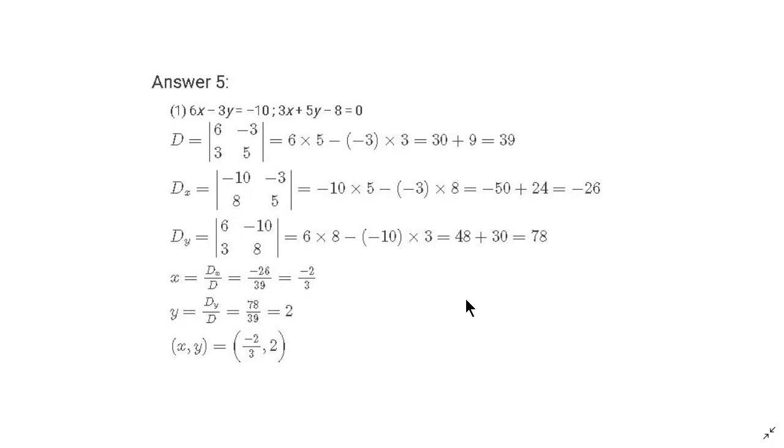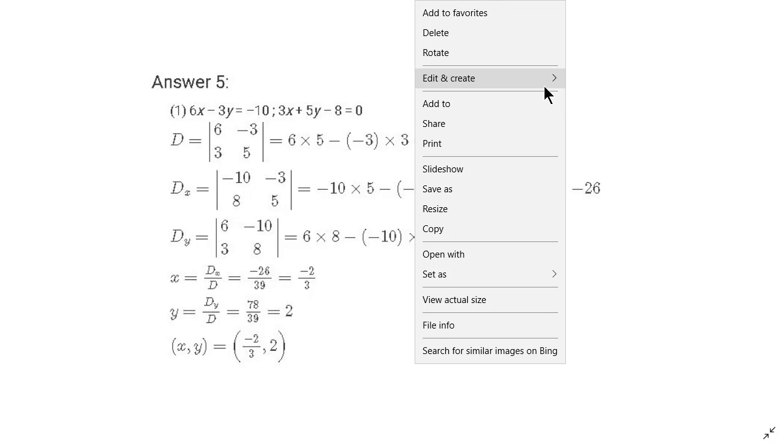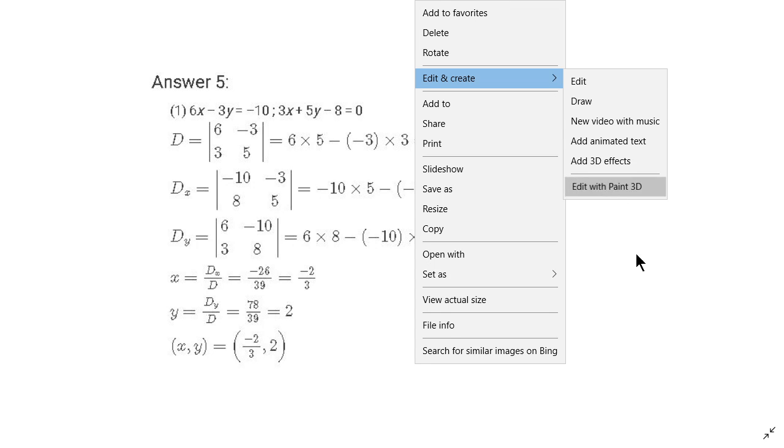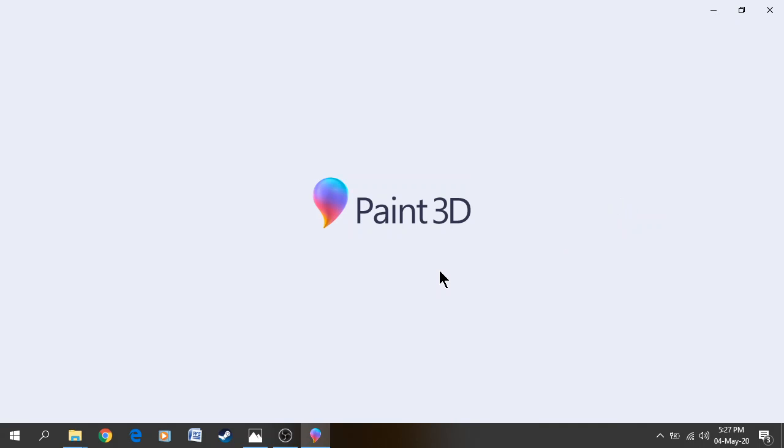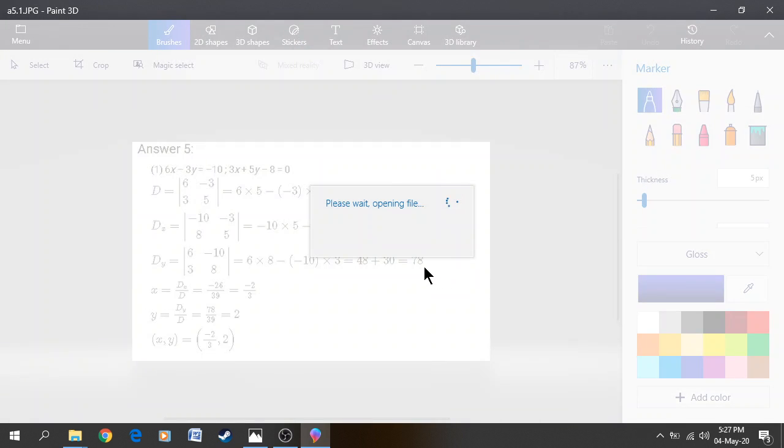Okay, here is the answer. I will read question number 5. Solve the following equations by Cramer's method, which is also called the determinant method. Solve this by the determinant method. As we know, what we have to do is firstly convert this equation into standard format, right? What is the standard format? ax plus by is equal to c, right? So firstly we will convert this equation into standard format.